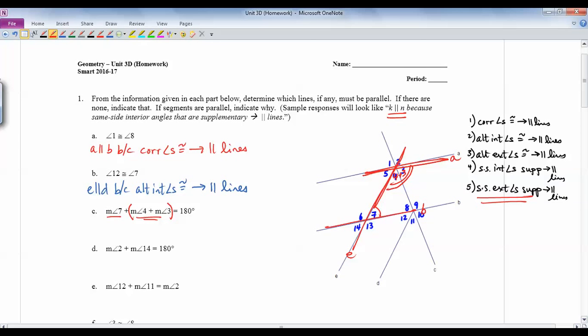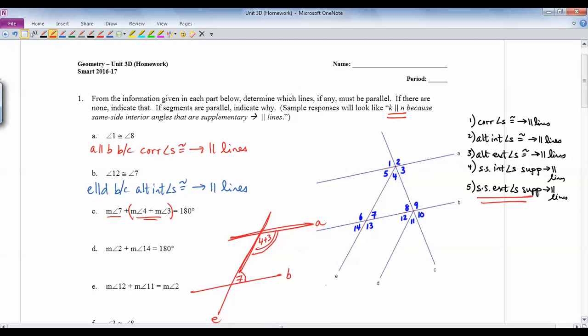Here's angle 7. If I slide this over, they're on the same side of the transversal, and they're interior between the two lines that we're looking at. So over here we have same side interior angles. If they're supplementary, which they are because they add up to 180, then we get parallel lines. In this case, it's A and B. So A is parallel to B because same side interior angles that are supplementary give parallel lines.